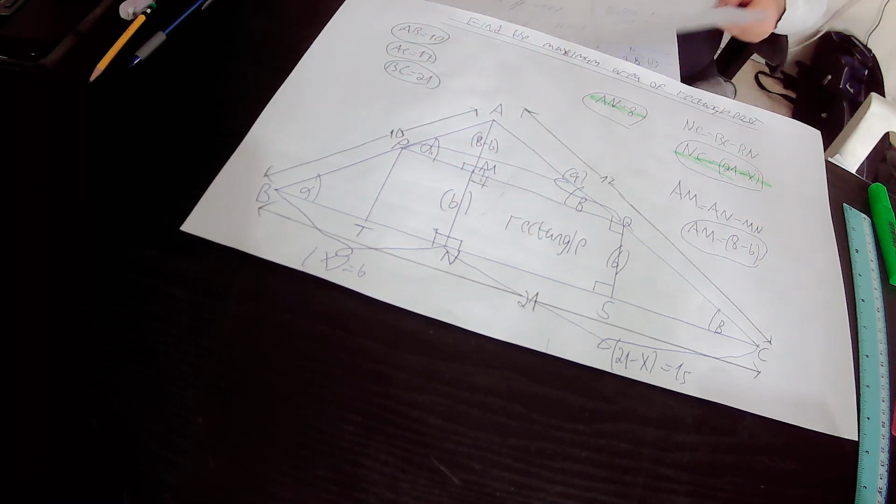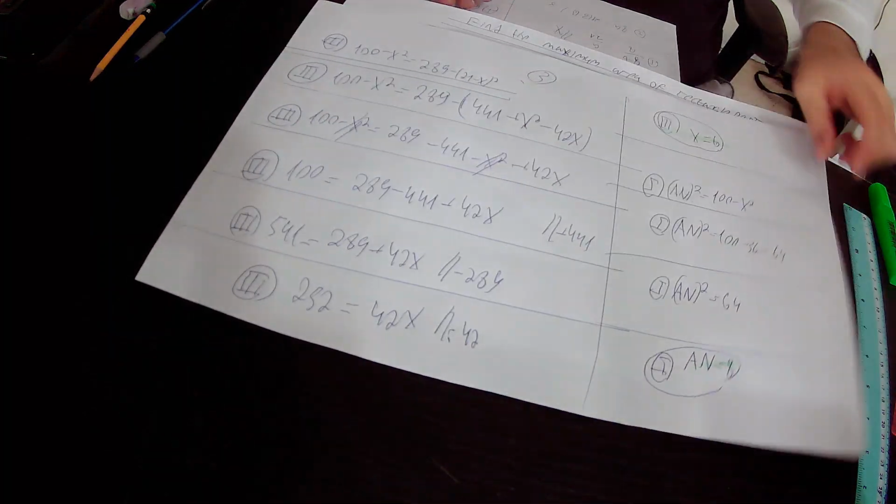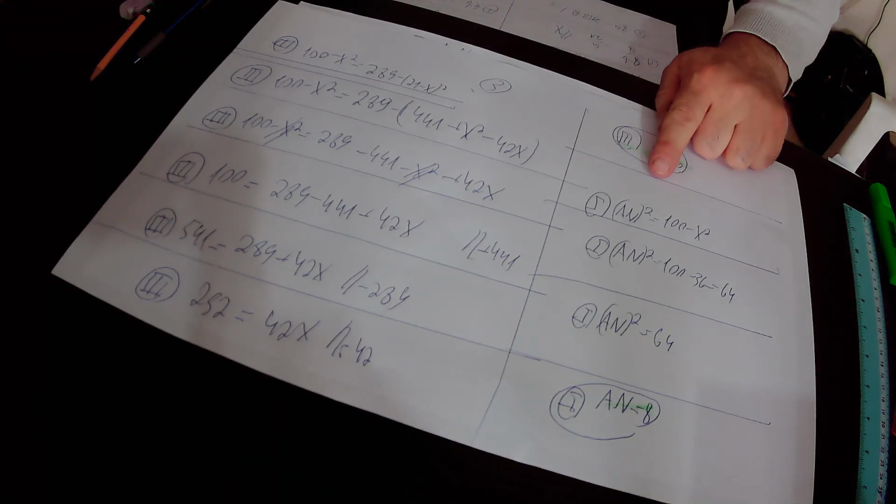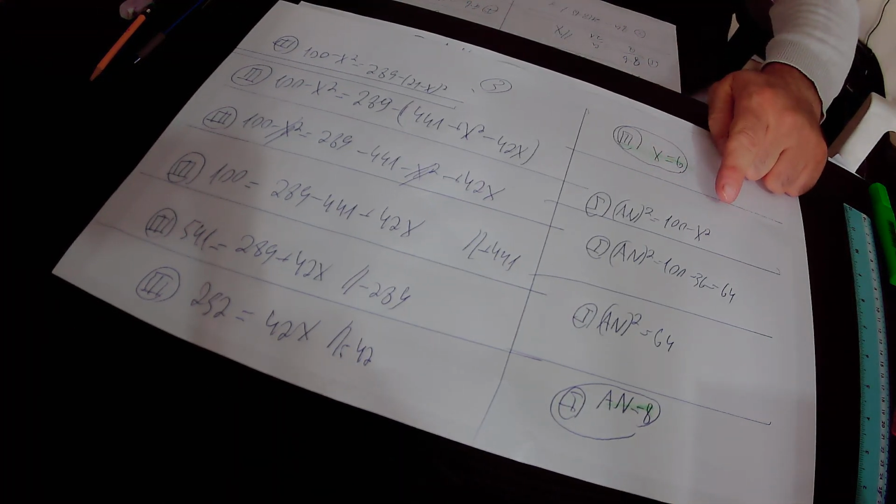In the next step, we return to equation 1. According to equation 1, we found that AN squared equals 100 minus x squared.